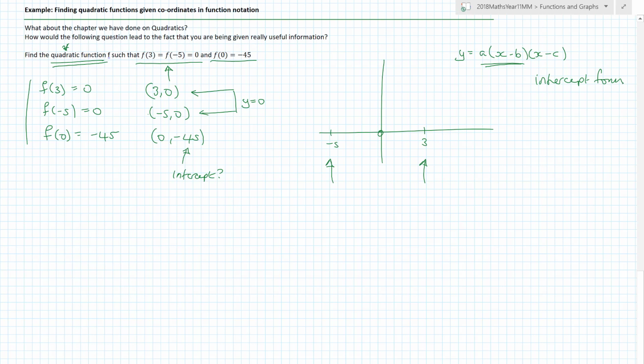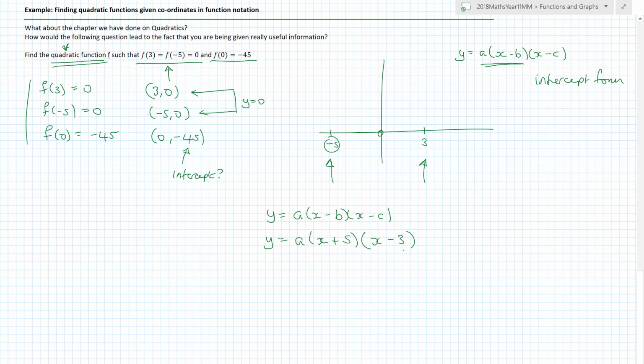So that now means I can use that. So I'm going to write it out again just so I've got enough space. y is equal to a, x minus b, x minus c. So b is going to be minus 5, so that becomes x plus 5. Remember, what goes inside the brackets is the opposite of what we're expecting. x minus c becomes x minus 3.